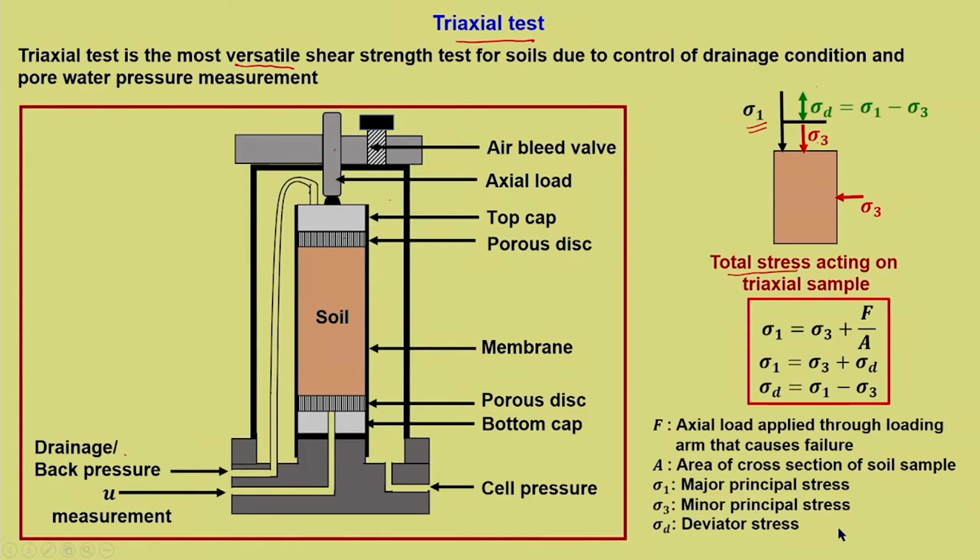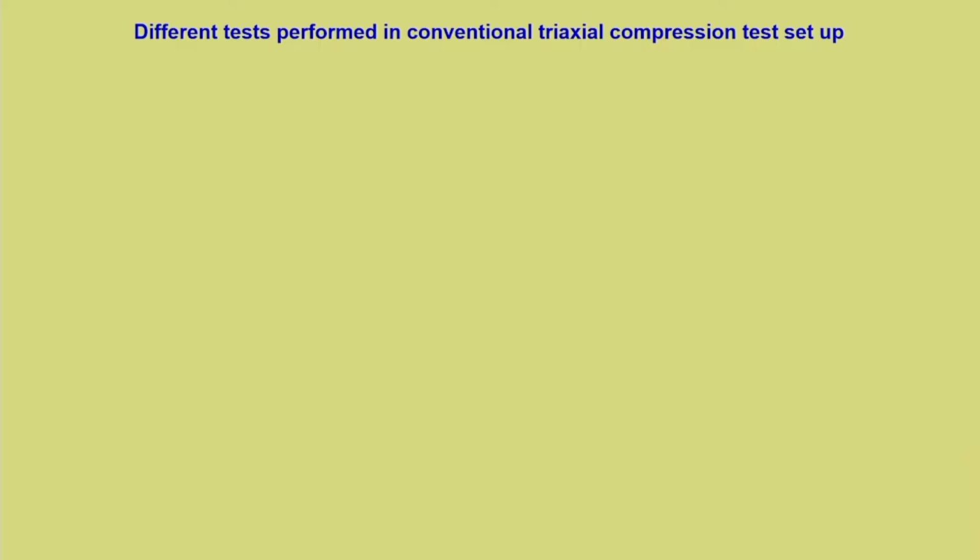So, F is the axial load applied through loading arm that causes failure. A is the area of cross section of soil sample, and sigma 1 is the major principal stress, sigma 3 is the minor principal stress, and sigma d is the deviatoric stress.